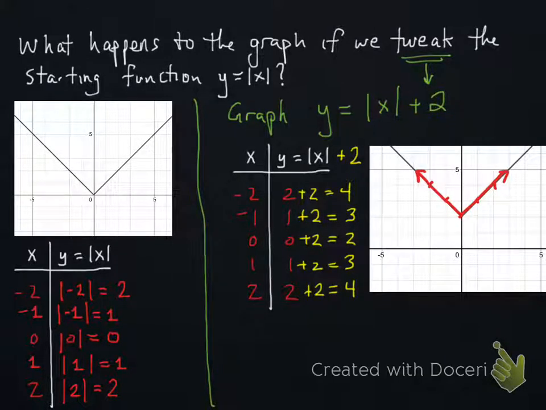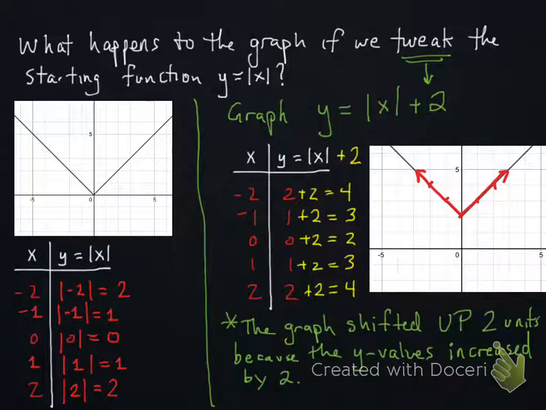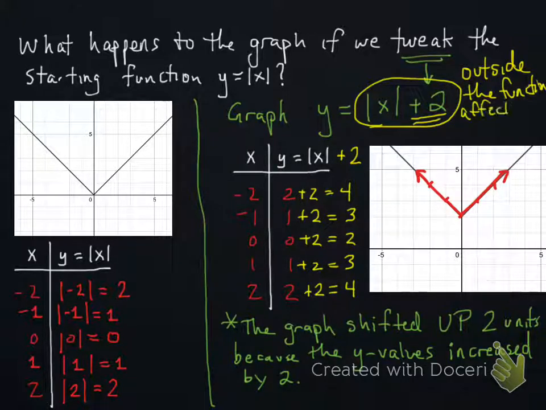This change causes the graph to shift up 2 units along the y-axis. This is because all of the y values were increased by 2. Notice that the change plus 2 occurred outside the function because plus 2 was outside the absolute value. And a change outside the function affects the output and is therefore noticed along the y-axis.